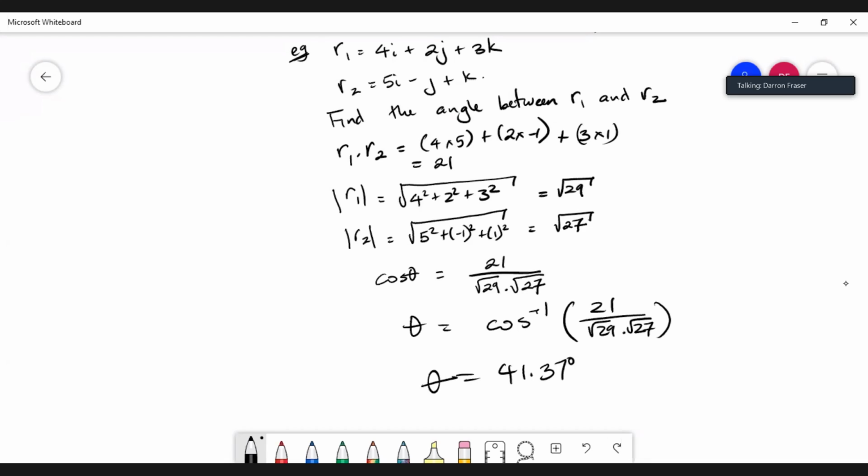Now we want to look at the cross product of two vectors. Let's go on to that.